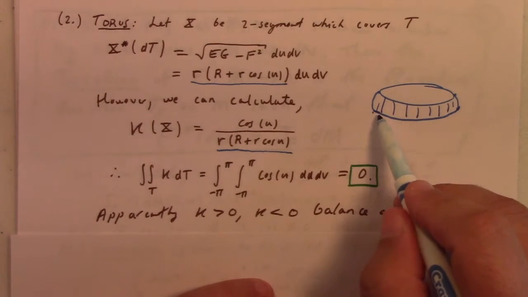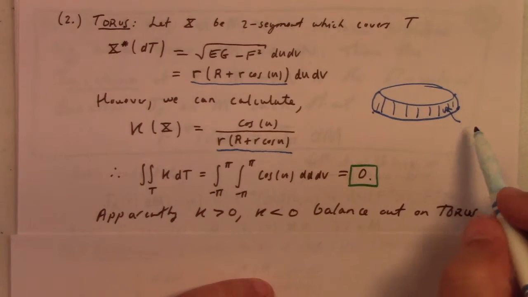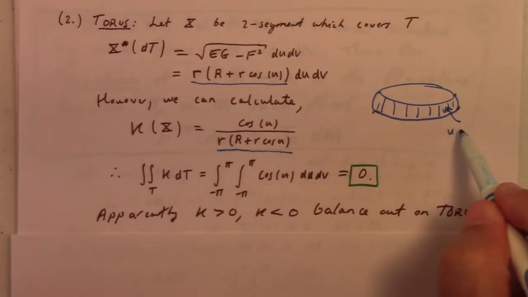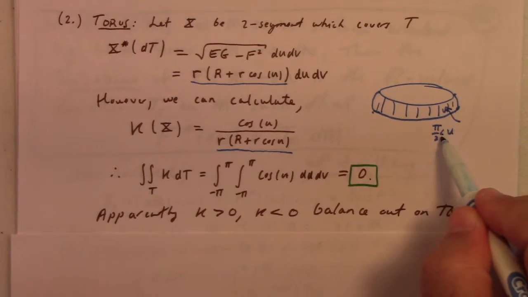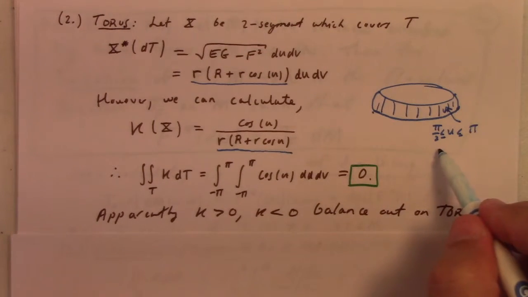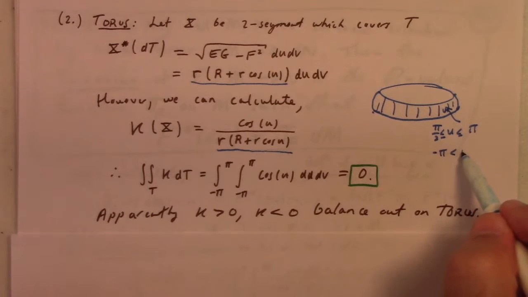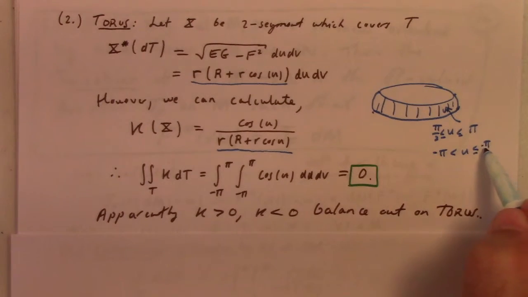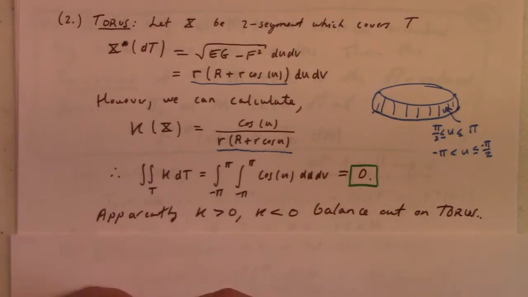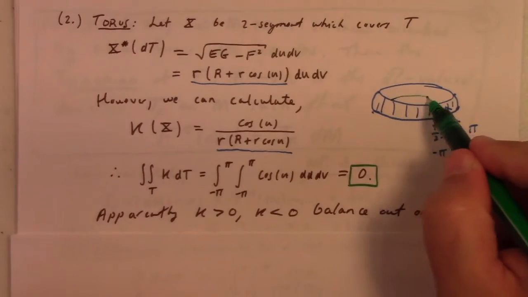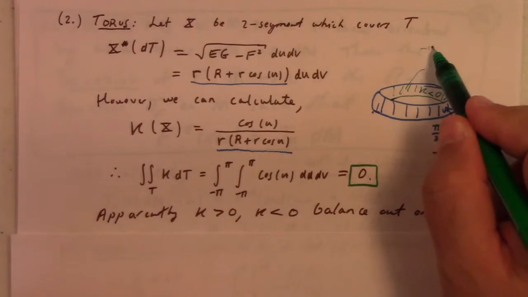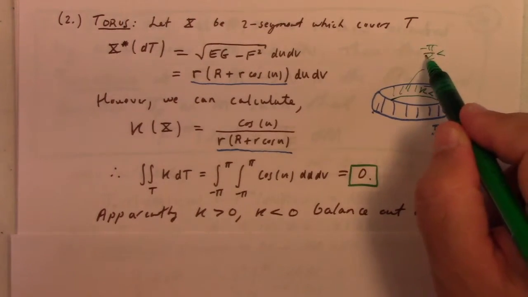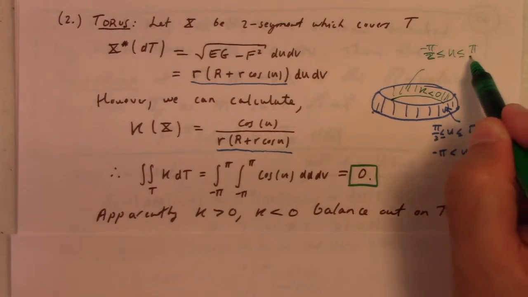So the outer part of the torus is like from what? From u. U is, you know, it's like pi over 2 to pi, or the lower half of it's like minus pi to minus pi over 2. And then the inside of the torus, right in here where K is less than 0, that's for minus pi over 2 less than u less than pi over 2, right? I can't draw.